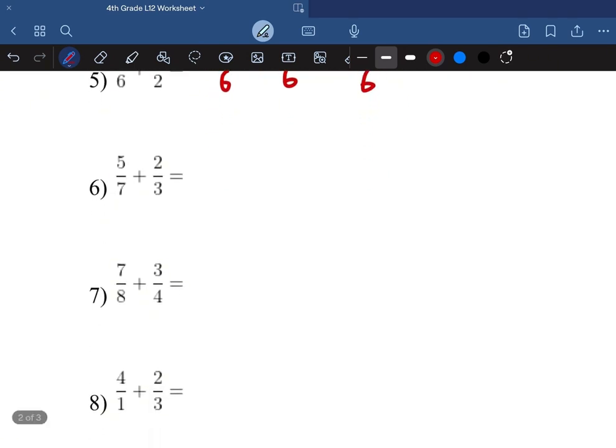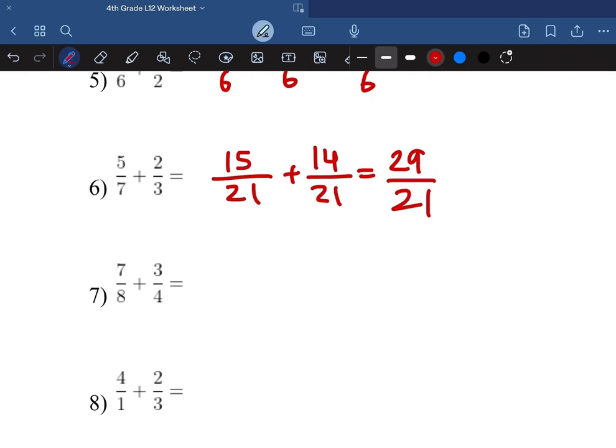Number 6, 5 over 7 plus 2 over 3. We're going to multiply both the numerator and the denominator of 5 over 7 by 3 to get a common denominator. So 5 times 3 is 15. 7 times 3 is 21 plus, and from here we're going to multiply the numerator and the denominator of 2 over 3 by 7. So 7 times 2 is 14 over 7 times 3, which is 21. 15 plus 14 is 29, so the answer is 29 over 21.